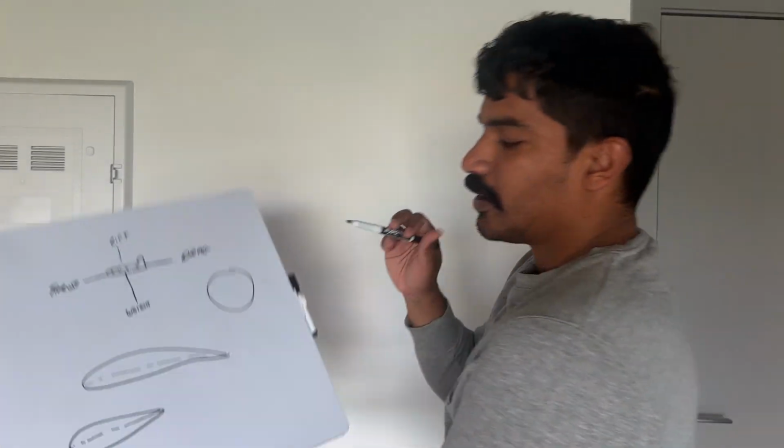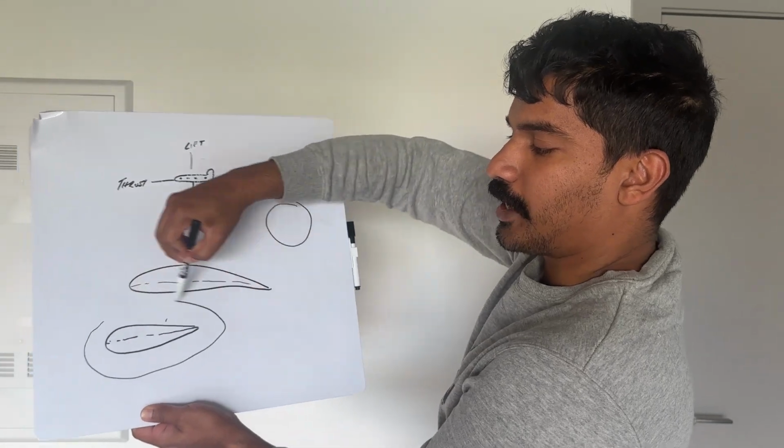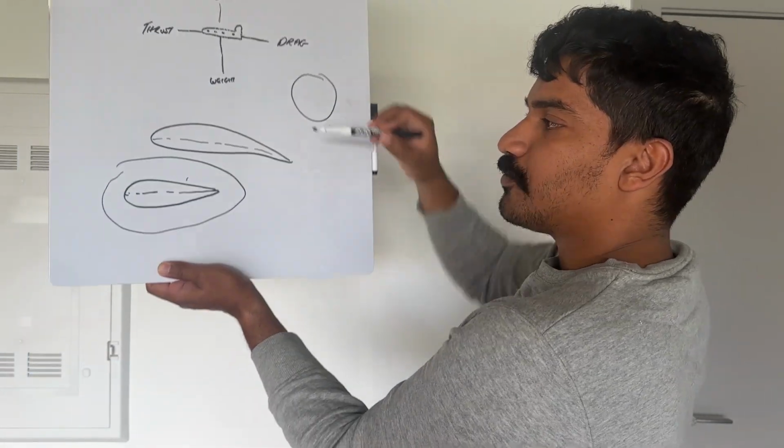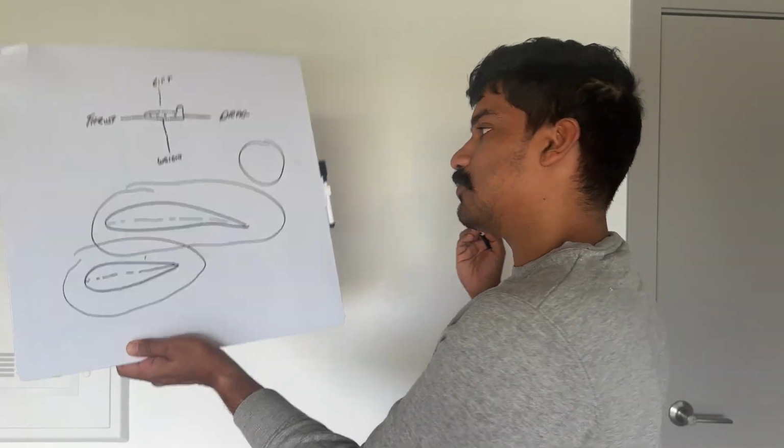So aerofoil: symmetrical, in which you're getting two equal halves, and asymmetrical, in which you're not getting two equal halves. That is basically a symmetrical and asymmetrical aerofoil. So that's all we take out of this class.